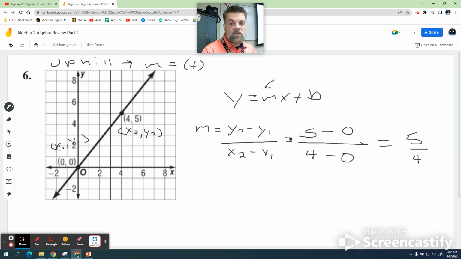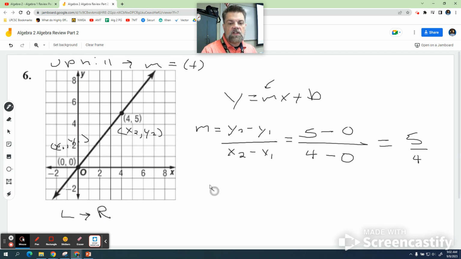So sometimes you guys might mix the numbers around and you might have a negative slope. You can always verify by looking at the graph. If it goes uphill when you read it from left to right, then it should be positive.